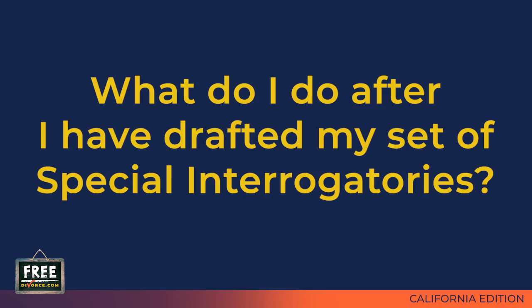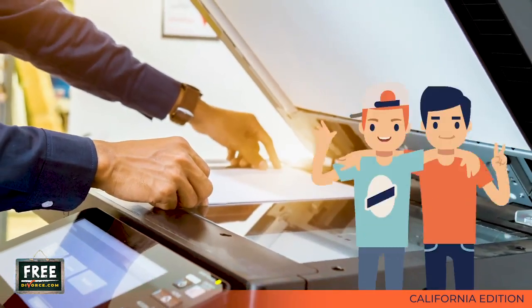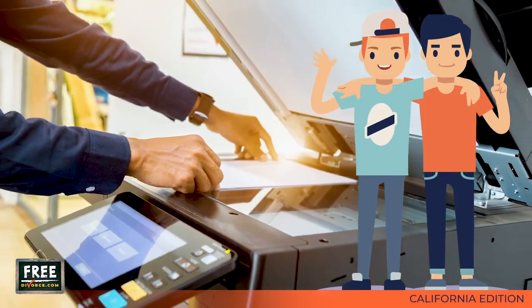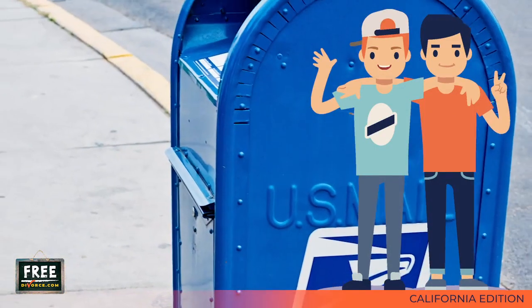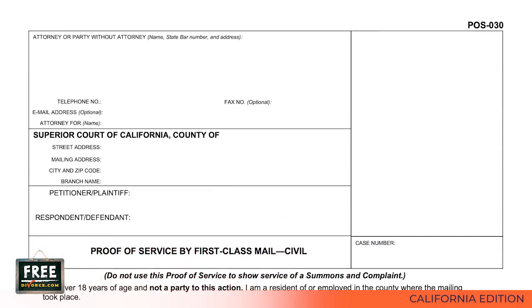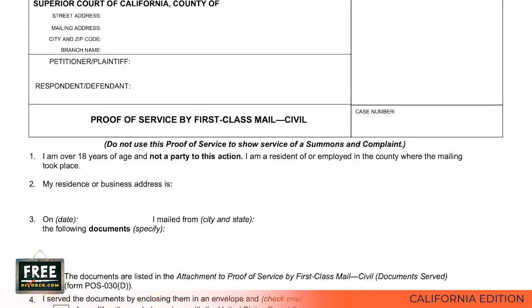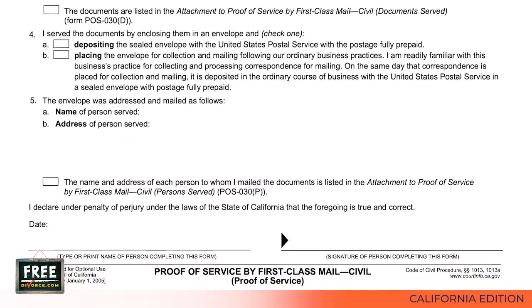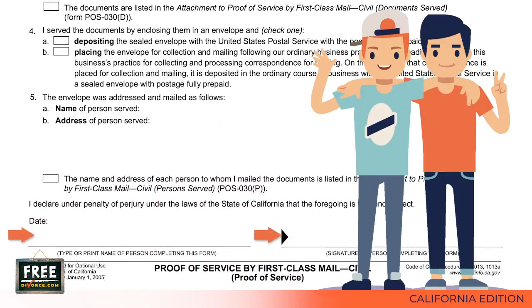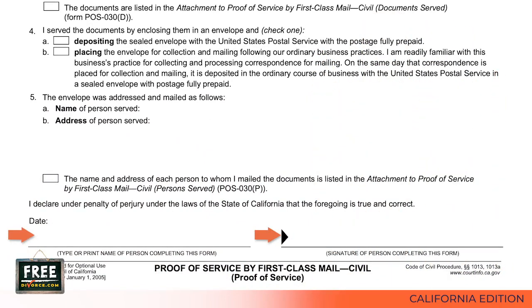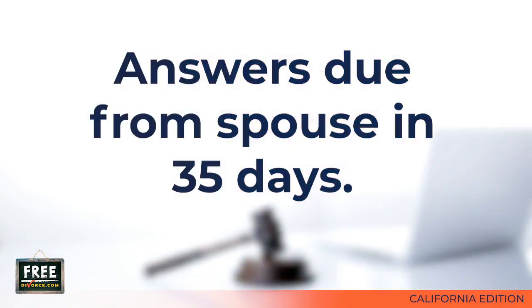After you have drafted your special interrogatories, make a copy. You will have a friend that is over 18 years old put the special interrogatories in the mail to your spouse. You will then complete the Proof of Service by First Class Mail, which is POS-030. Fill out as much of the POS-030 form as you can, and then have your friend date and sign the form. Make sure your friend dates and signs the form before the documents are put in the mail to your spouse. Your spouse will have 35 days in which to send you his or her answers to the special interrogatories.